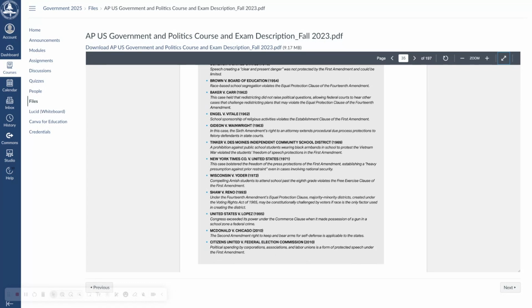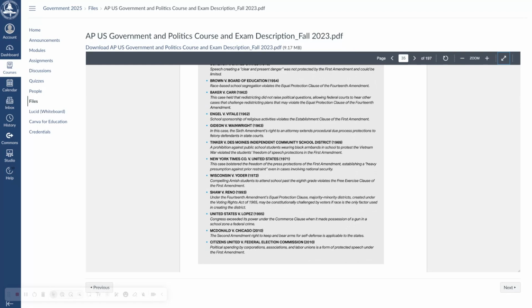Wisconsin versus Yoder, 1972. Compelling Amish students to attend school past the 8th grade violates the Free Exercise Clause of the First Amendment. Shaw versus Reno in 1993. Under the 14th Amendment Equal Protection Clause, minority districts created under the Voting Rights Act of 1965 may be constitutionally challenged by voters if race is the only factor used in creating the district.